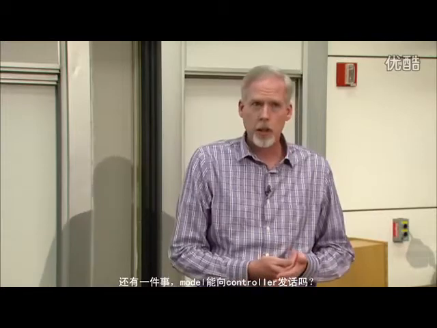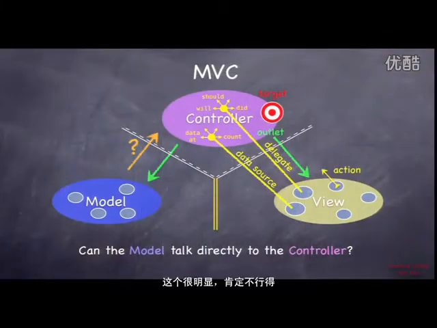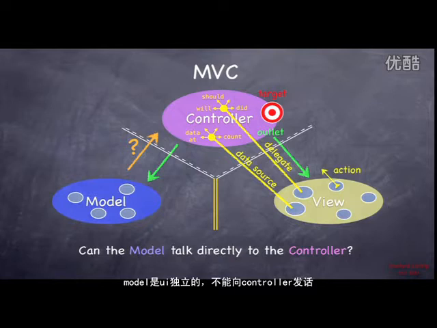All right, one more thing here. Can the model talk to the controller? Now, this one should be obvious. Absolutely not. Okay, the model is user interface independent. It knows nothing about its view or its control, its user interface rather, and so it couldn't possibly talk to the controller. Okay, because the controller, its job is user interface. That's what it does. It uses the views to present the model on screen.